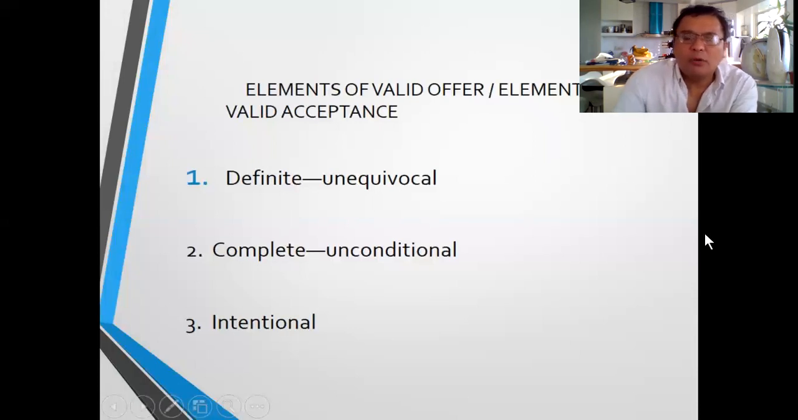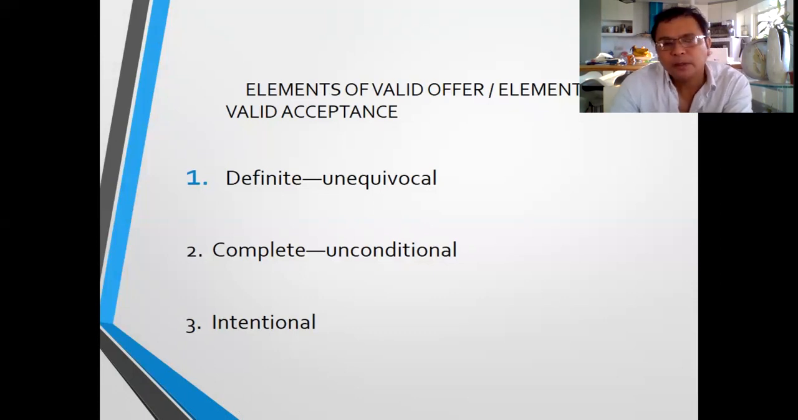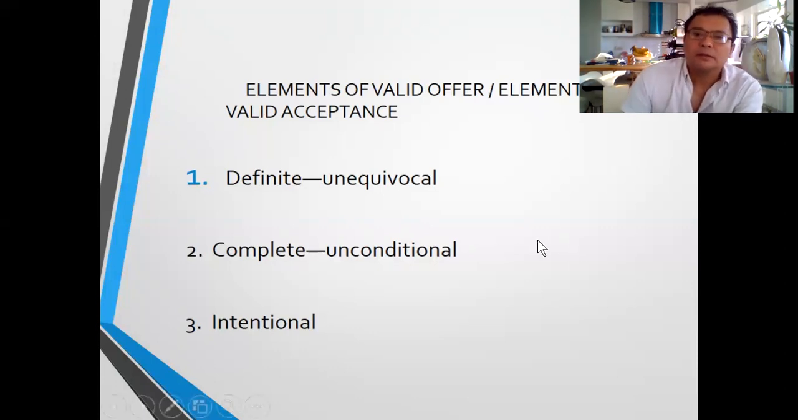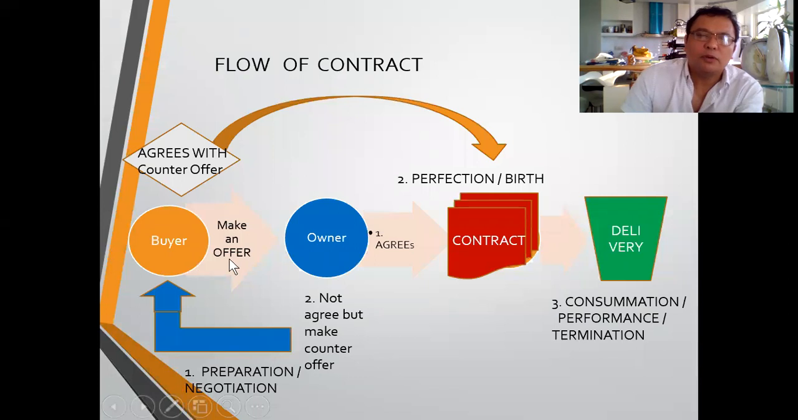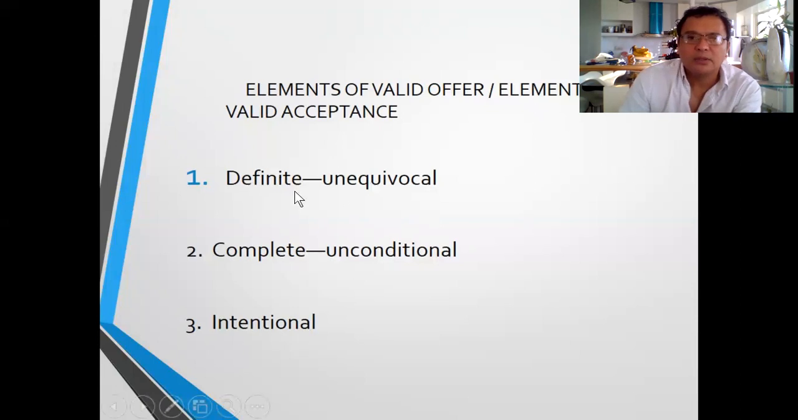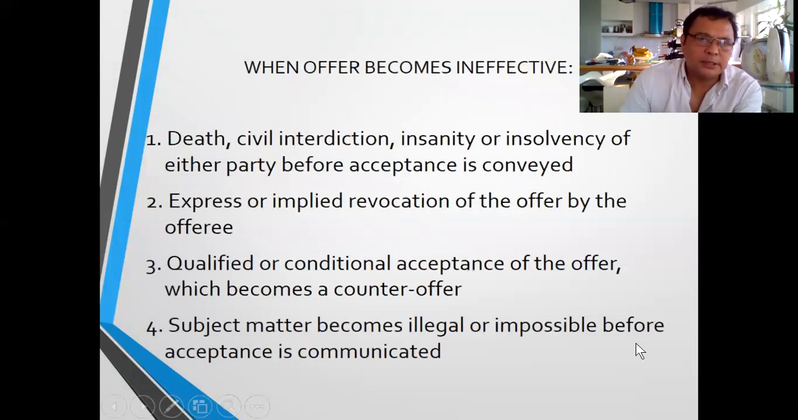So elements of valid offer and elements of valid acceptance. The offer must be definite and the acceptance must be unequivocal. Then the offer must be complete and the acceptance must be unconditional. Then number 3, both offer and acceptance must be intentional. No? So here the offer must and the acceptance or agreement. So these are the elements.